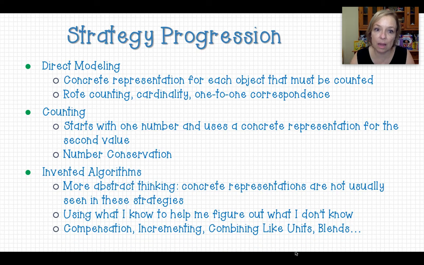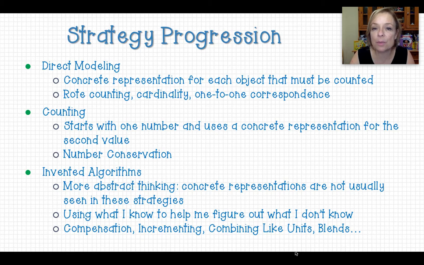Then we have invented algorithms. This is where students engage in more abstract thinking, and basically, the concrete representations are typically not seen in these strategies. But it's important to know that invented algorithms are abstractions of direct modeling strategies. So when we think of students direct modeling by ones, it might not be as evident. But when they start to direct model by tens, we start to see those invented algorithms surface as students start to represent their thinking numerically.